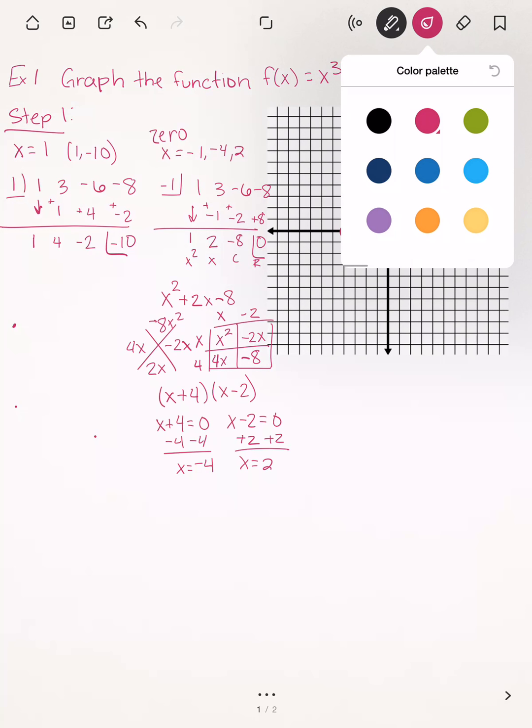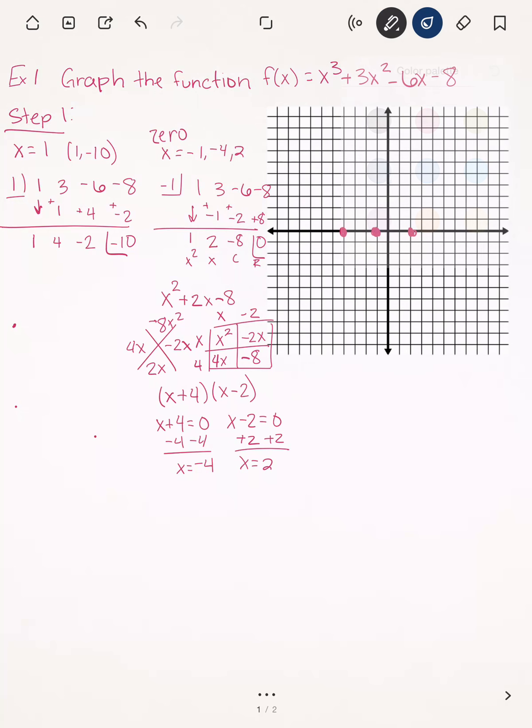I also need to find my y-intercept. Remember, it's just the constant. If there's not a constant, then it's 0. So if I look, my constant in this is negative 8. So my y-intercept is 0, negative 8. I plot that down there. I did get the point 1, negative 10, so I have that as well.